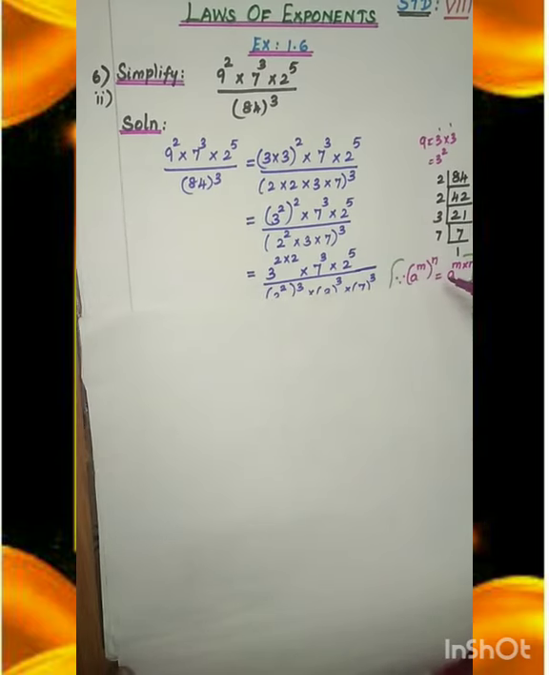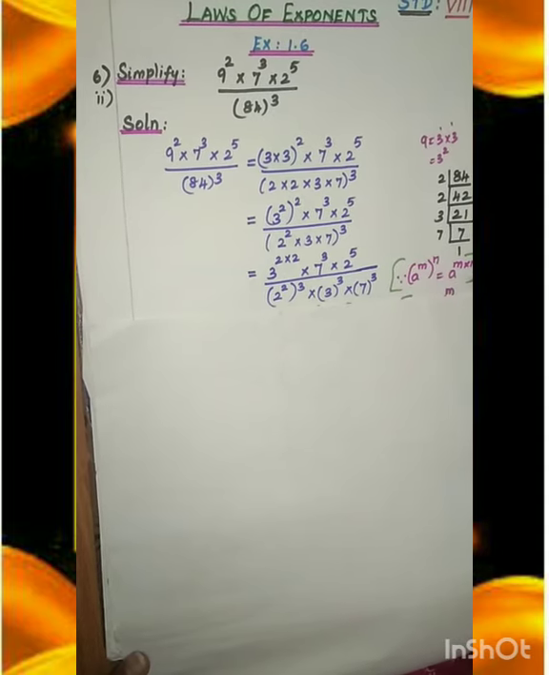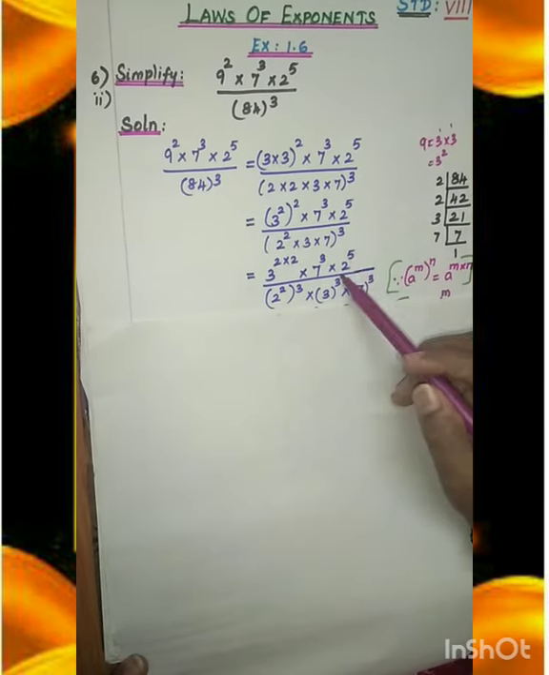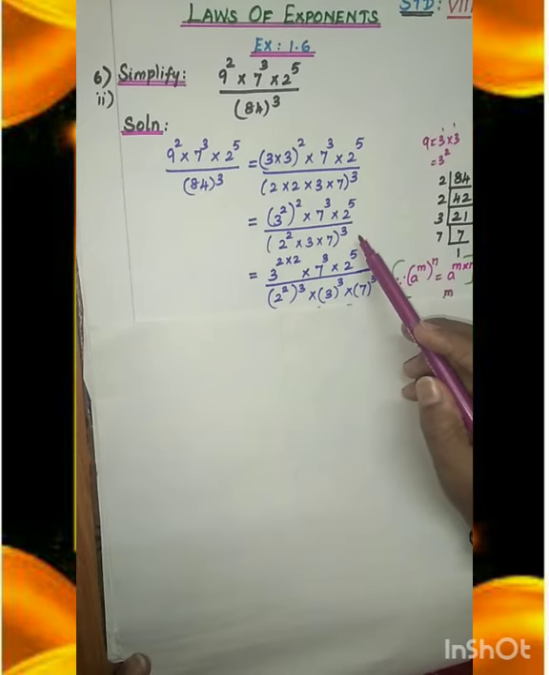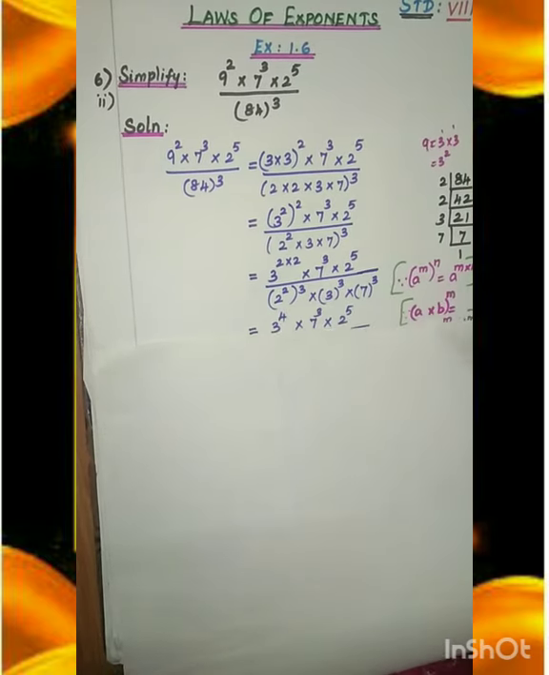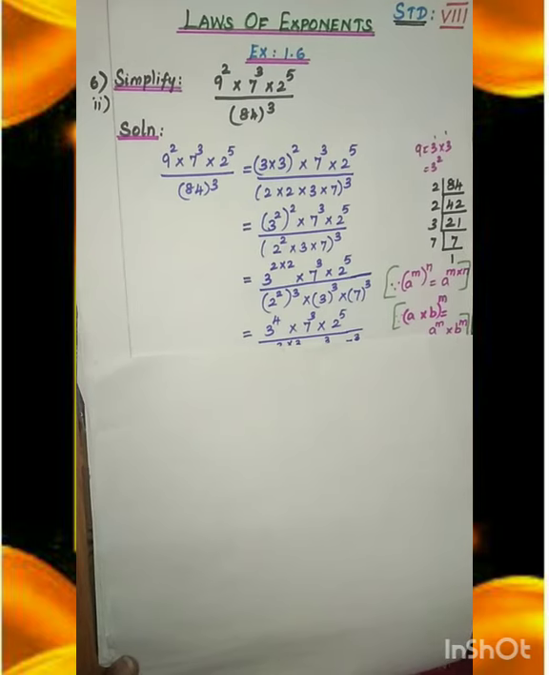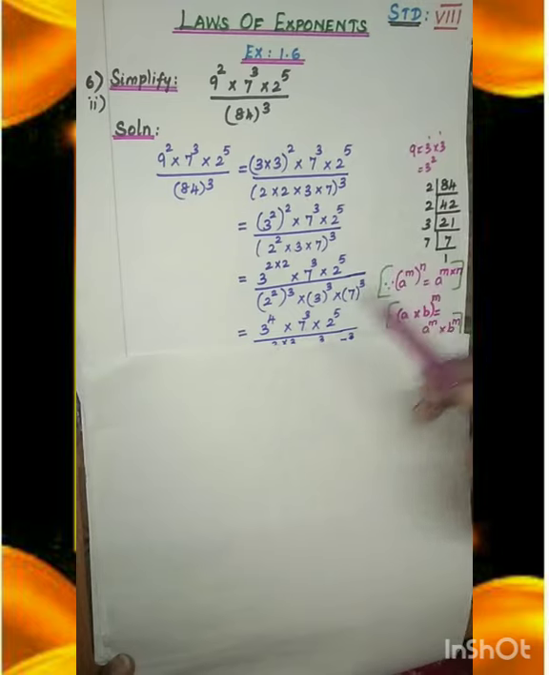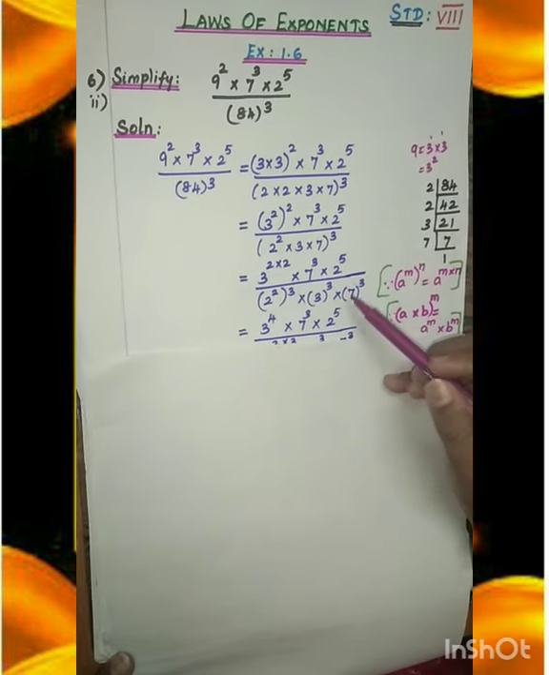Now we can apply the power rule. A power m the whole power n is a power m into n. So 3 power 2 into 2 into 7 cube into 2 power 5. In the denominator, the whole power is 3. So here a into b the whole power m is a power m into b power m. So we can bring this power inside the bracket. So 2 square the whole power 3, 3 cube into 7 cube.